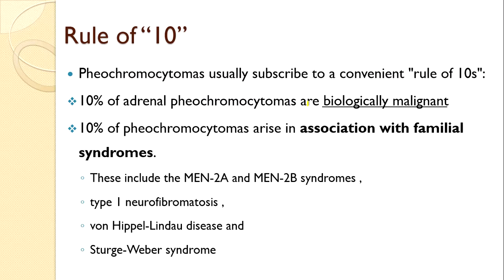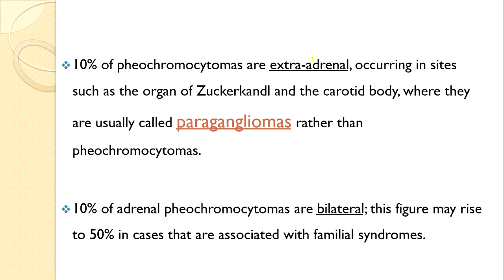10% of the adrenal pheochromocytomas are biologically malignant. 10% arise in association with the familial syndromes MEN 2A, MEN 2B, type 1 neurofibromatosis, VHL or Sturge-Weber syndrome. 10% are extra-adrenal. Please, it is important to remember that the extra-adrenal pheochromocytomas are called paragangliomas. They have all the symptoms, all the features and all the diagnostic criteria of pheochromocytomas. They are just extra-adrenal. And what are the sites? Organ of Zuckerkandl and carotid body.